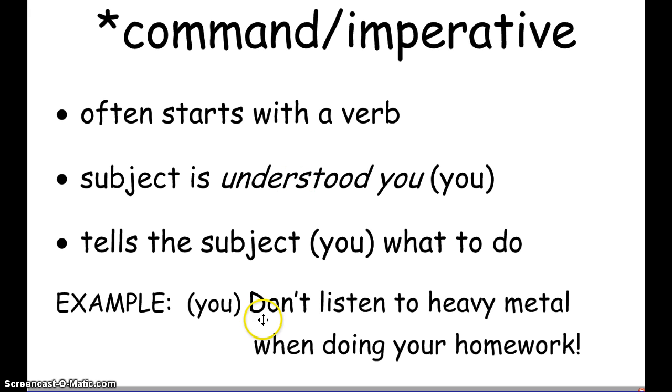Okay, so a command starts with a verb, starts with the action. Don't listen to heavy metal music. And we show that when we're labeling our sentences by putting that set of parentheses in front of it to show that we understand that you are the subject.